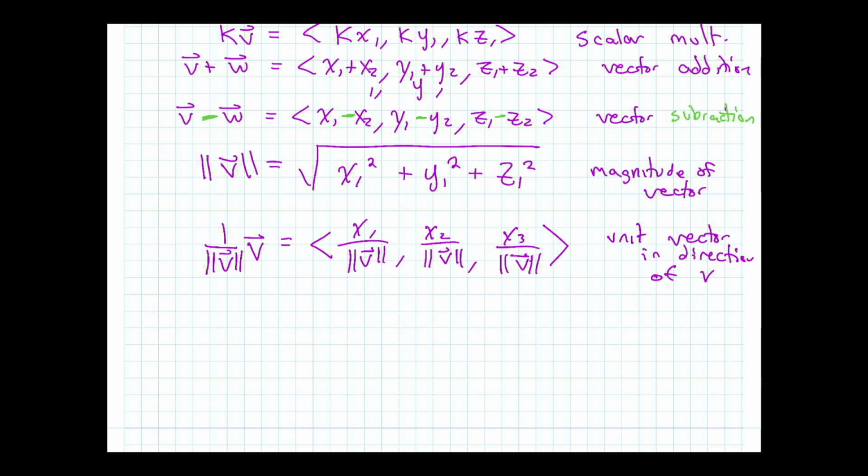And also remember that if you wanted to calculate a vector with length 7, what you would do is first calculate the unit vector and then multiply by 7. Right, a unit vector has length 1, and if you multiplied it by 7, it would have length 7. So that's how you can get a vector of arbitrary length.